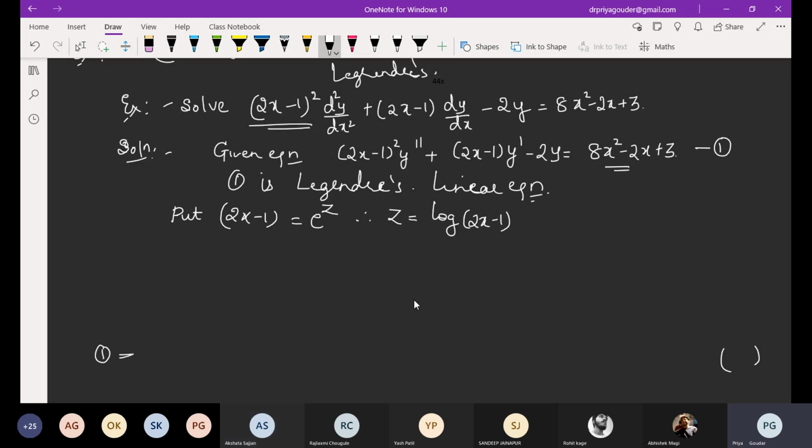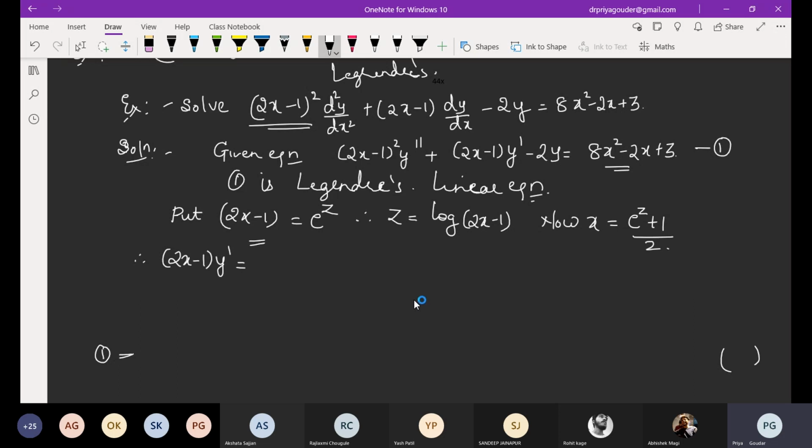Now you can see this RHS part is in terms of x powers and all. So better, from the same relation, I'll find out the value of x. If I want to get the value of x, first I have to transfer the 1 to the other side. So x will be e raised to z plus 1. Then I transfer the 2, it comes in the denominator, divided by 2.